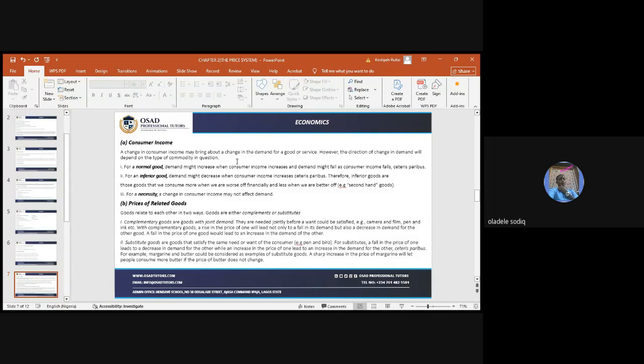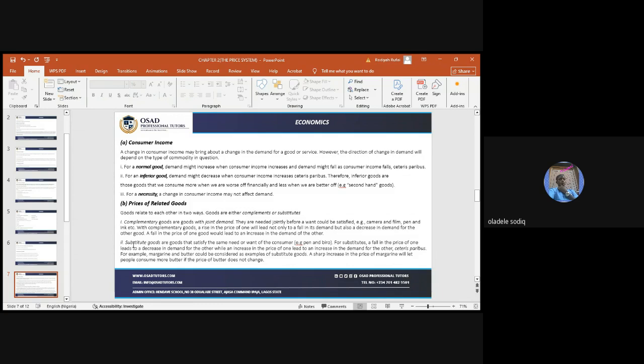So that is why we call it complementary goods. With complementary goods, a rise in the price of one will lead not only to a fall in its demand, but also decrease the demand for the other. A fall in the price of one good will lead to an increase in the demand of the other. That is complementary goods. Now, the second one is substitute goods.